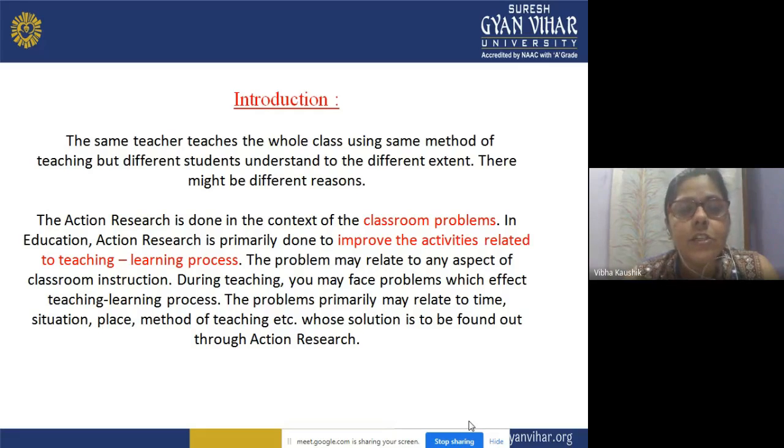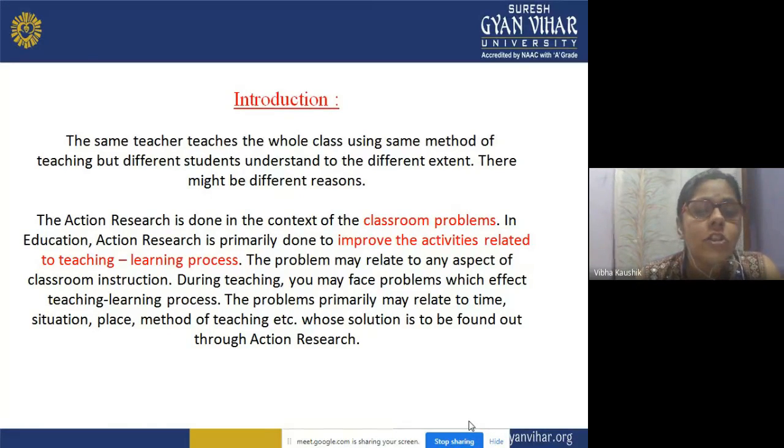The same teacher teaches the whole class using same methods of teaching. Now, what they are saying is that a teacher teaches the whole class and the teacher is using the same method to teach each and every student that is present in the class. But different students understand to a different extent. Some students understand the same concept in a different way. There might be different reasons. There can be various reasons why this is happening.